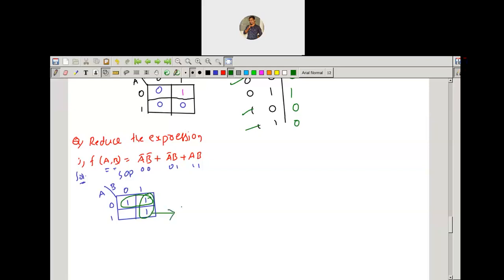Now what is the expression for this grouping? On the left side A value 0, B value 1, there is no common variable. On the top side you have B value 1, so it is B. Coming to the other group, on the left side you have A bar, and on the top side there is no common variable. So the simplified expression f of A, B is, in SOP form, A bar plus B.